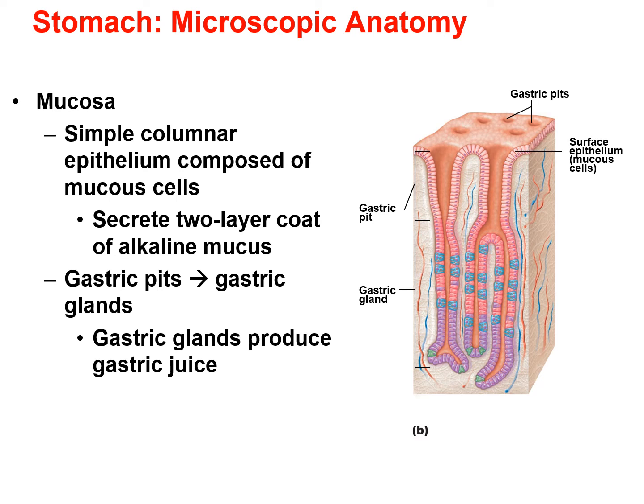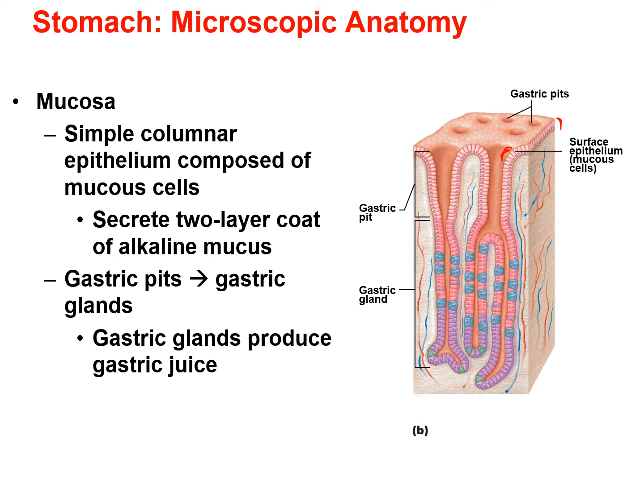We also need to take a closer look at the mucosa of the stomach. So if we look at the epithelial lining, the mucosa of the stomach, it is going to be formed from simple columnar epithelial tissue. And that's what they're showing you with these little light pink cells. It's simple columnar epithelial tissue. The simple columnar epithelial tissue is going to be completely composed of mucus cells.